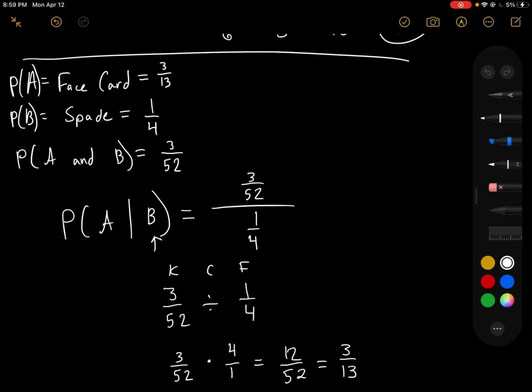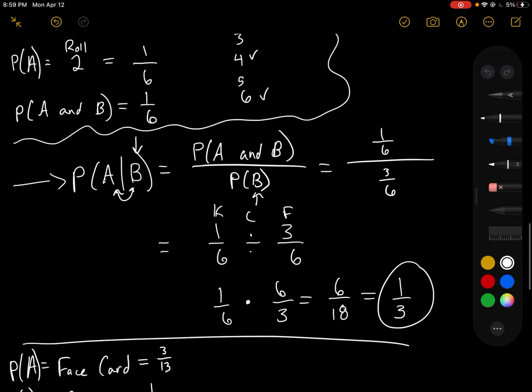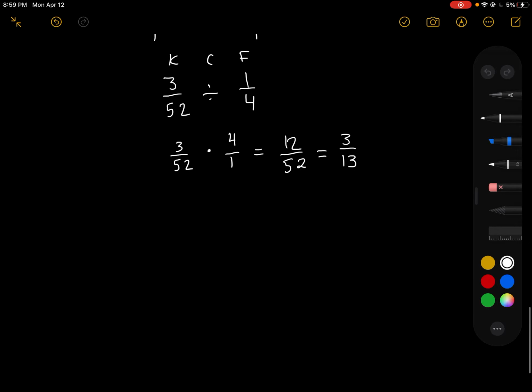So in this case, the probability, given that we just are looking at spades, that we draw a face card, is actually 3 of the 13 spades are face cards. So that actually kind of logically makes sense.